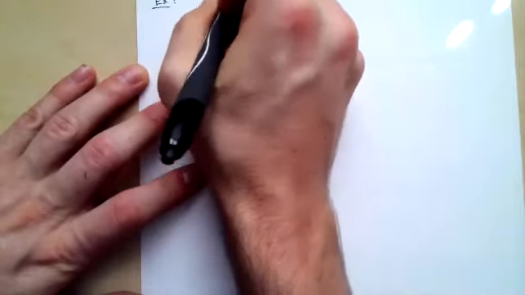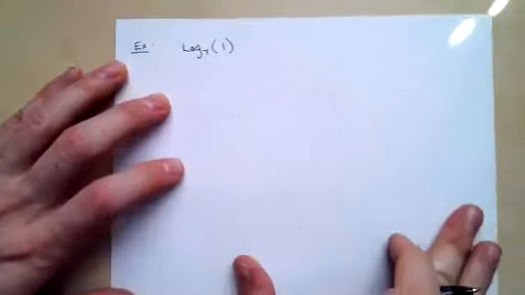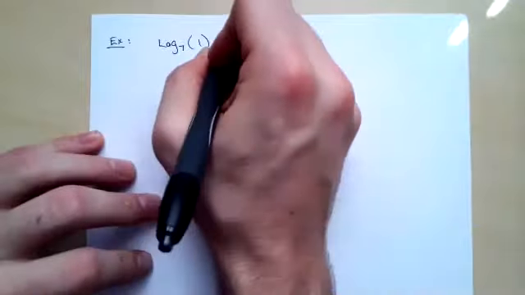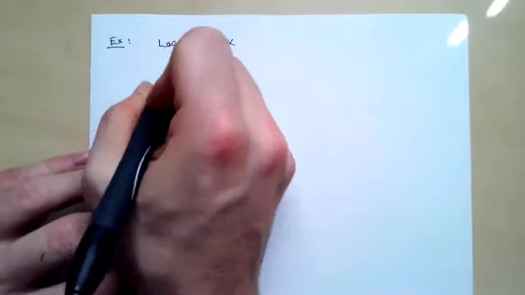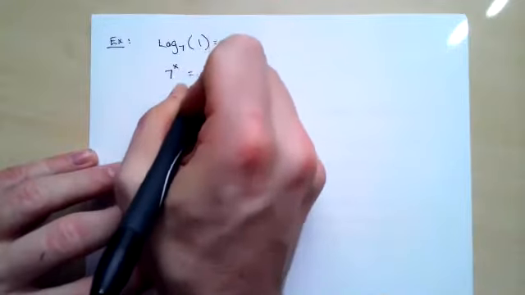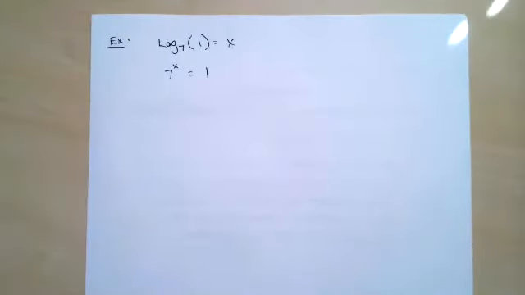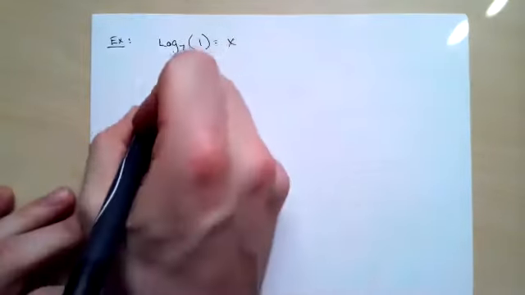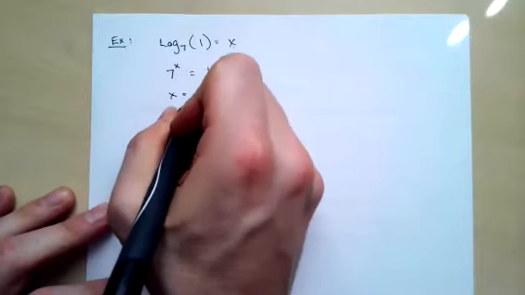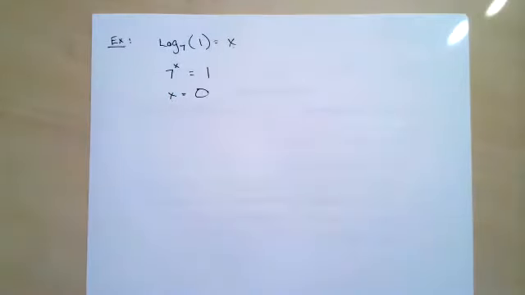Here's an important one. Log base 7 of 1. So what does it say? Let's call it x. And this equation now says 7 to the x is equal to 1. What power do I need to raise 7 to in order to get 1? And in this case, we get x is equal to 0. It's actually going to be a very important property. Log base b of 1, for any base, is always going to be 0.